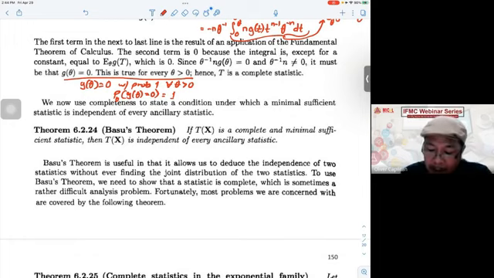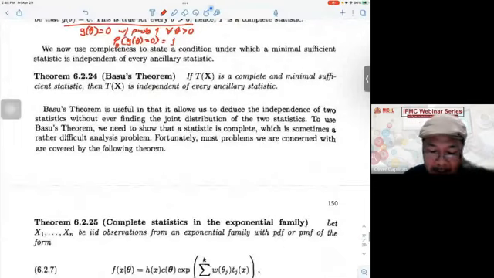But now, if our statistic T of X is complete and a minimal sufficient statistic, then T of X is independent of every ancillary statistic. That's actually Basu's theorem, Theorem 6.2.24. Basu's theorem is useful in that it allows us to deduce the independence of two statistics without ever finding the joint distribution of the two statistics.